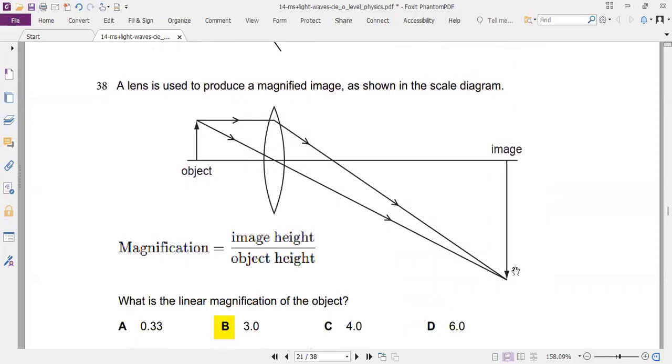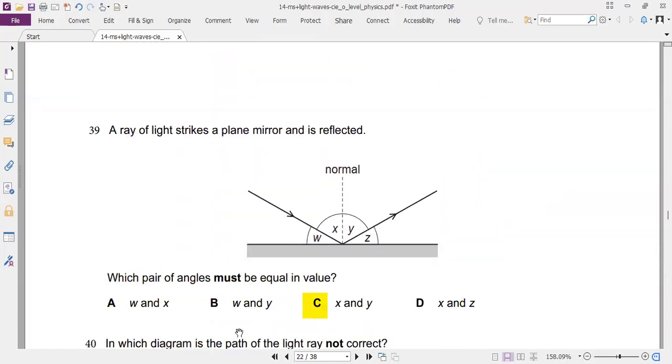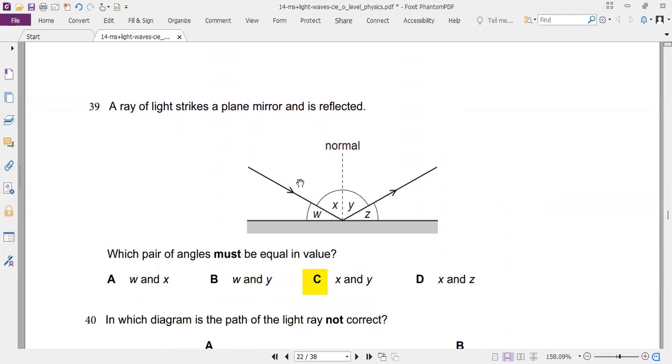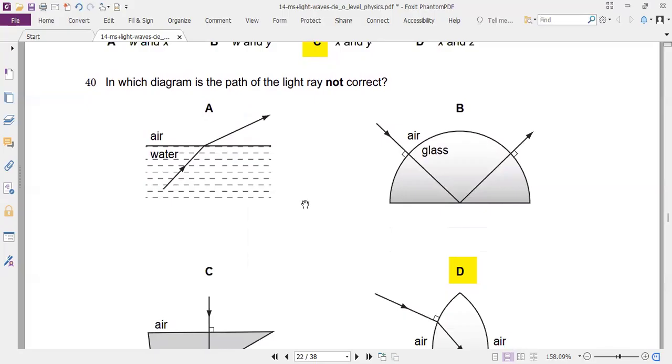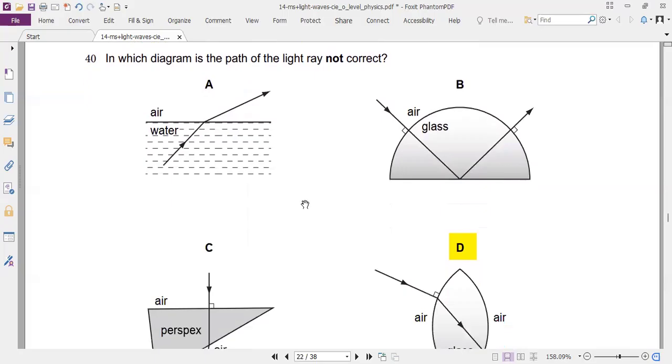Again, we have a scale diagram. Measure it with the scale. Use this. You should get 3 as the magnification. Very simple. You need X and Y equal for reflection to take place. And this is a tricky question, but we will look at it in detail.